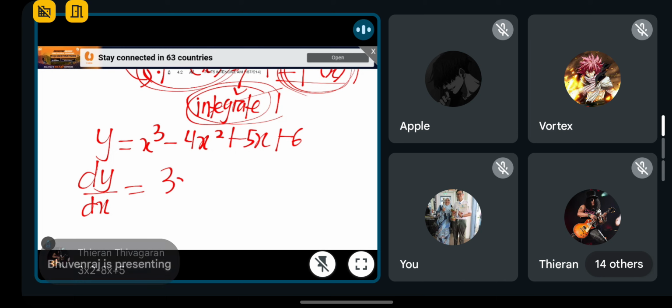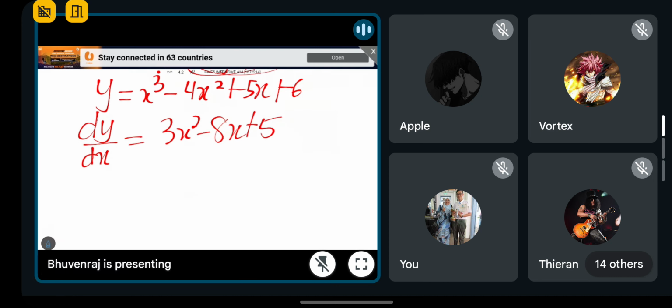Yes, very good. 3x squared minus 8x plus 5. Okay, now you try to integrate this one. Cuba kamekan yang dy dx ini. So you will write integrate dy over dx. What do I write here, guys? Apa simbol kat sini? Integrate dy over dx. What is the symbol over there?